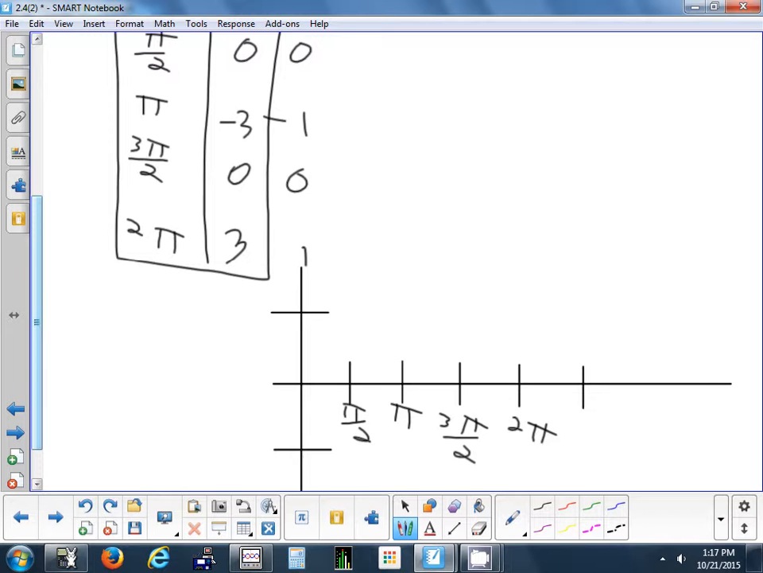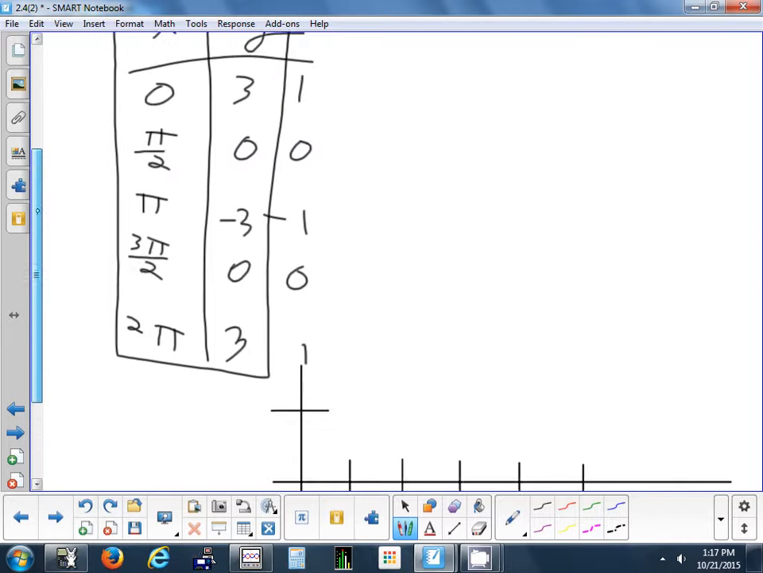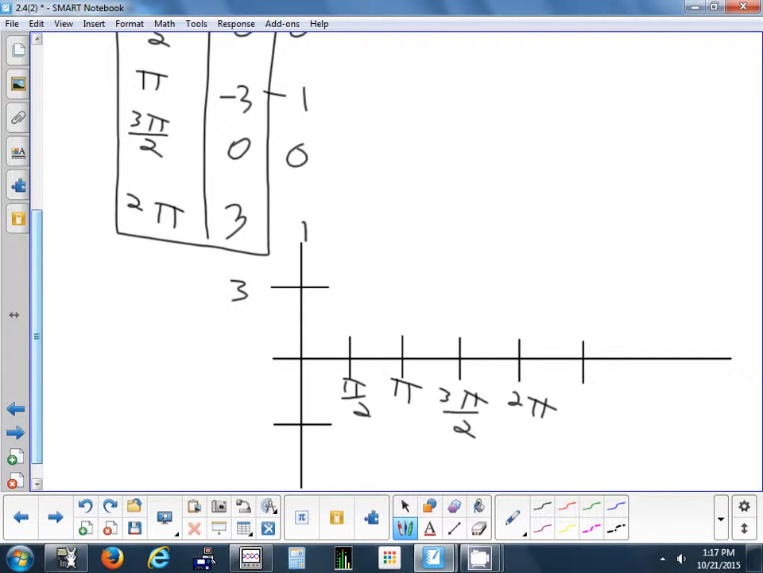Now there's a couple ways I could do it. One way to do this is just put 3 here and put negative 3 there. I'm just going to scale my axis. Instead of going by 1s, I'll go by 3s. If I wanted, I could draw in all the lines and label them 1, 2, 3, but you can do it just like that too.